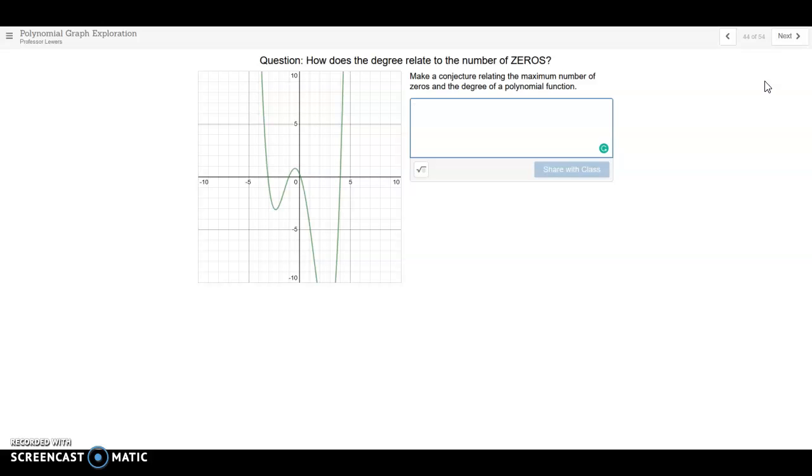But regardless if a function is even or odd, then the maximum number of zeros a polynomial can have is the degree. Is equal to the degree? Is equal to the degree. I'm actually going to put in, so that should have been something that you observed.